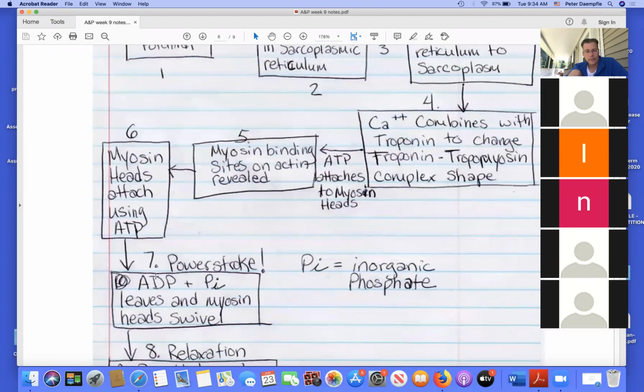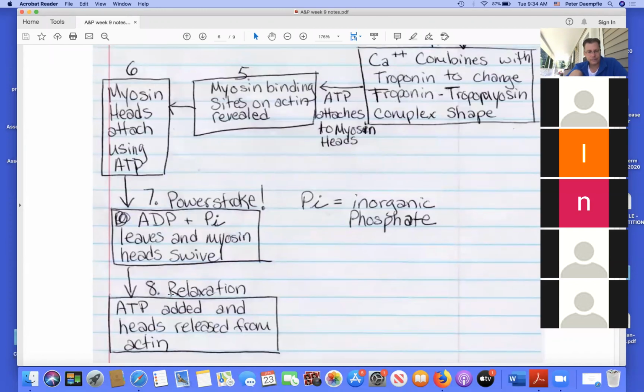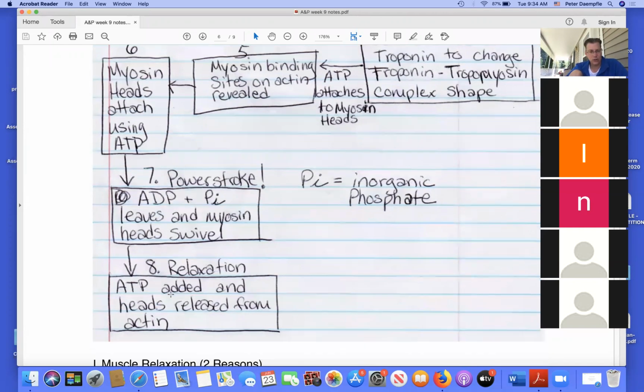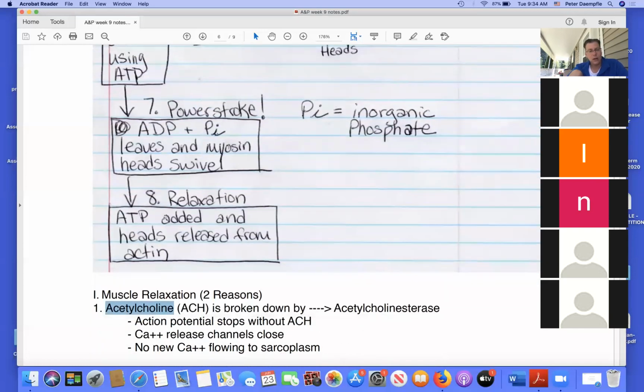And then we get the power stroke. The power stroke means the myosin heads swivel and push the actin away, and that causes a contraction of the muscle. I'm going to show you something very shortly to help you visualize and understand this. And last but not least, last step of the sliding filament theory is relaxation. ATP has to actually come in and relax the heads of the myosin.